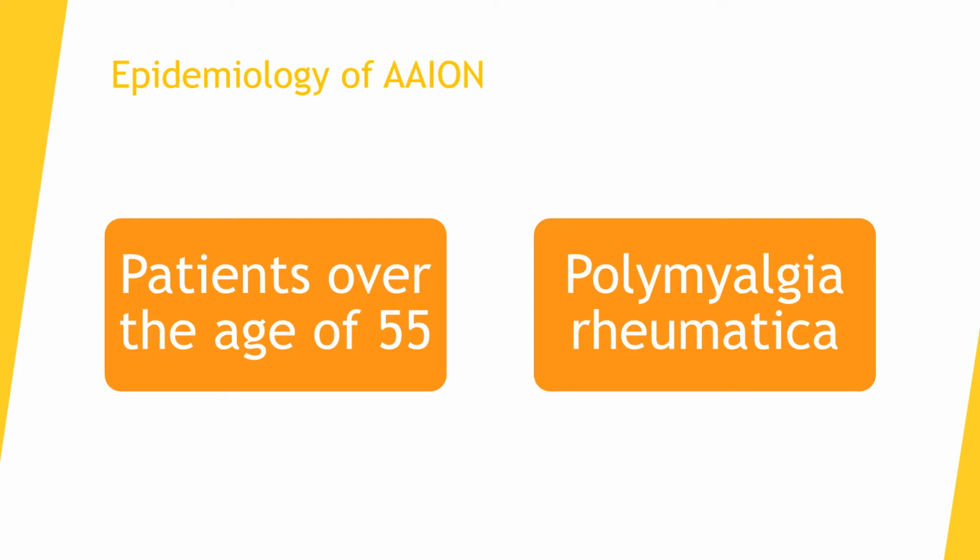People at risk of AAION are patients over the age of 55 or patients with polymyalgia rheumatica. Polymyalgia rheumatica is an inflammatory disorder that causes widespread aching, stiffness, and flu-like symptoms. And the most common presentation of polymyalgia rheumatica is the pain and stiffness in the shoulder muscles, as well as the neck and the hips, and also morning stiffness.